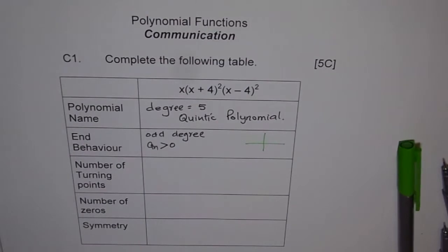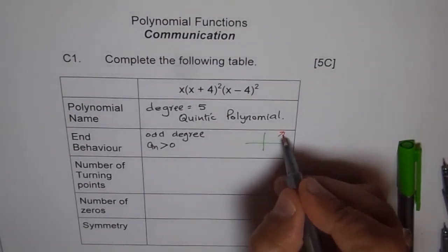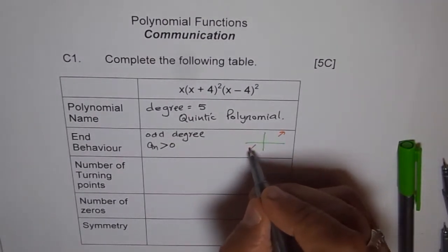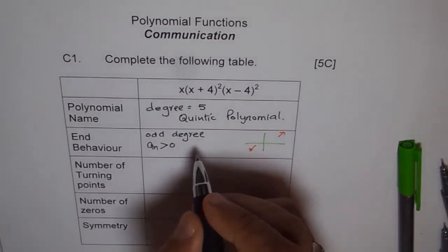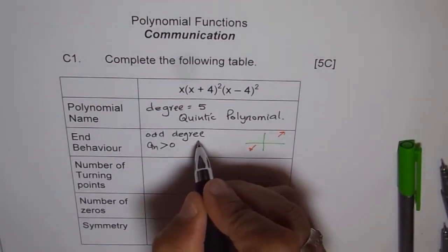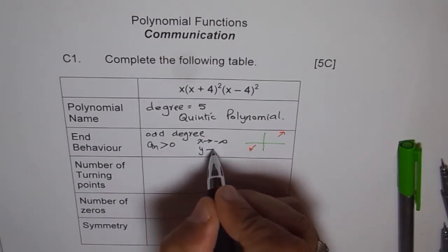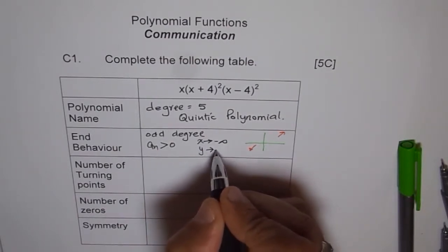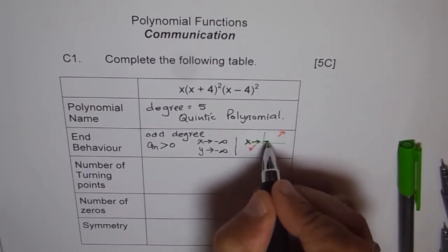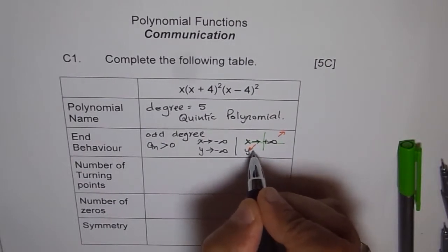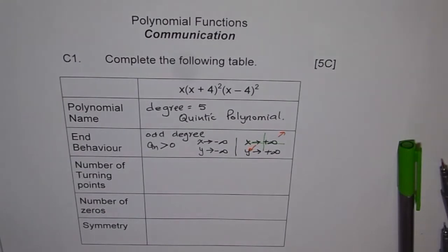Now, if it is odd degree and positive, then what do you expect about the end behavior? Positive means right side up, correct? Positive means right side up. And odd degree means opposite ends. So that's the end behavior, right? So we can write this end behavior as when x approaches minus infinity, y approaches minus infinity, right? And when x approaches plus infinity, y approaches plus infinity. So that's your end behavior.